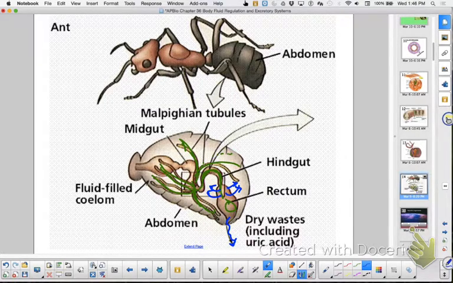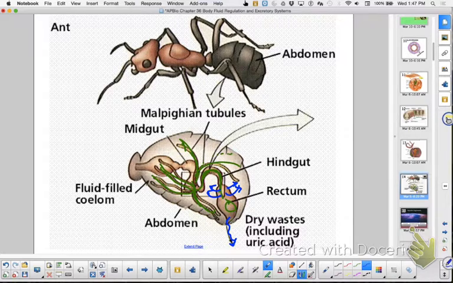exits the body. And keep in mind that insects take the energy to convert their waste into uric acid, so it can be a very dry waste. So for Malpighian tubules in insects: long radiating microtubules surrounding the gut that take up waste and water from the hemolymph.